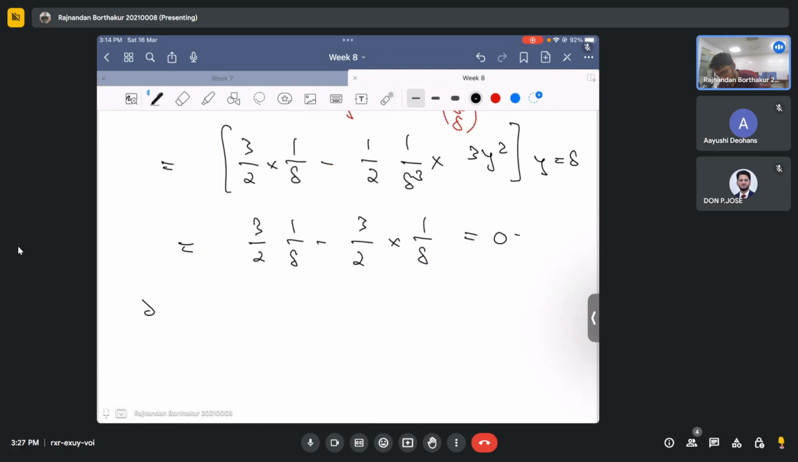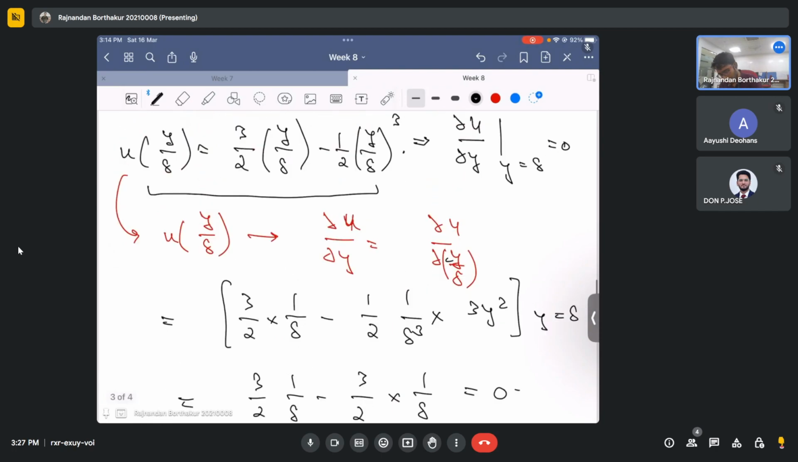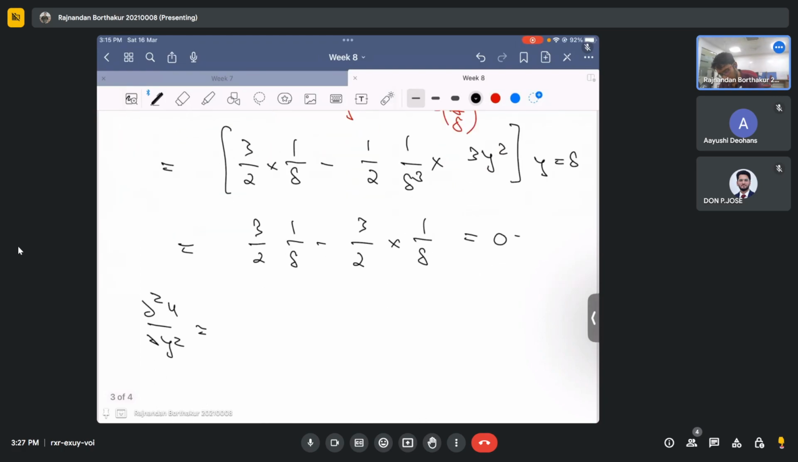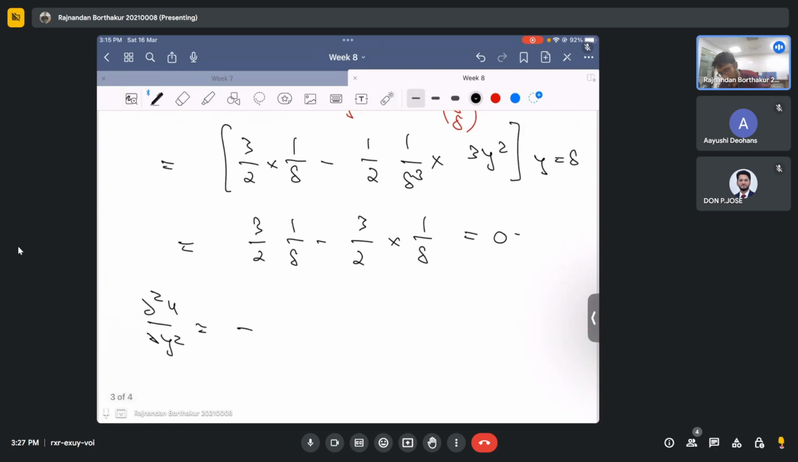But if you now evaluate the second derivative, it is just del square u by del y squared. So del u by del y is this, and del square u by del y square would be half of delta cube into 6y basically. So this is not equal to 0, right? Can you see? Did you understand?